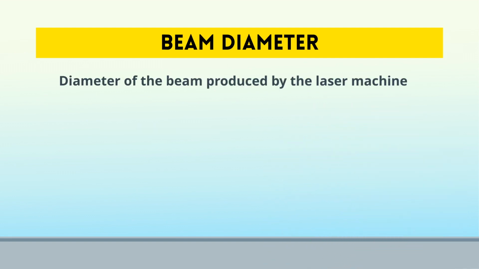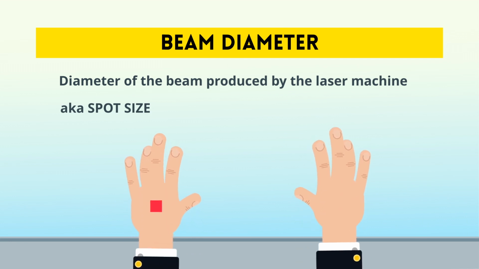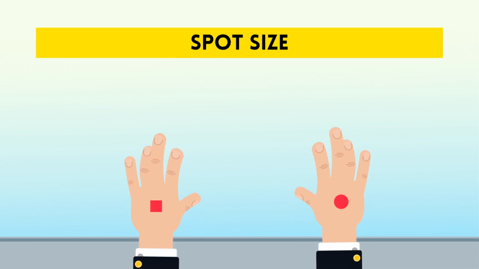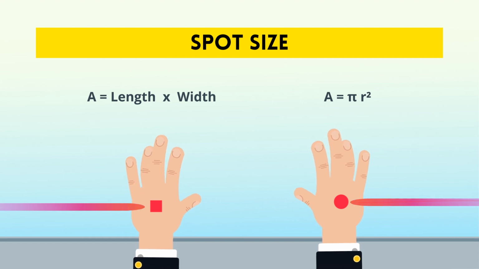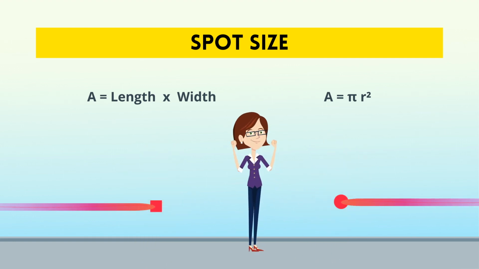Beam diameter is the diameter of the beam produced by the laser machine. This is also called the spot size. If you're trying to find the area or spot size of a square or rectangle, we would use the equation length times width. But for the area of a circle, we would use the value of pi times radius squared.